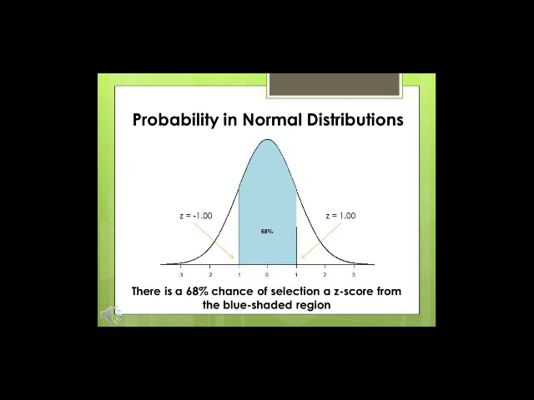First, let's look back at the area between z equals -1.00 and z equals 1.00, as shown in the figure. You learned in the previous chapter that this region contains 68% of the area under the curve. Thus, if we randomly chose a z-score from all possible z-scores, there is a 68% chance that it will be between z equals -1.00 and z equals 1.00 because those are the z-scores that satisfy our criteria.